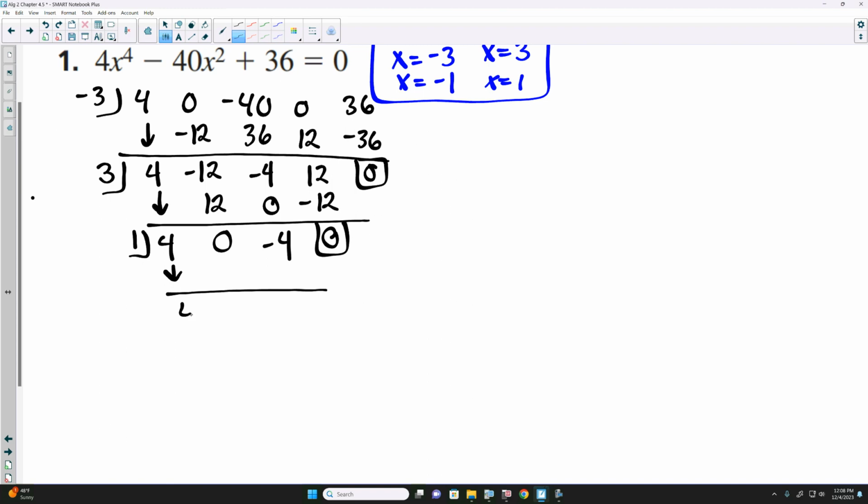We'll do the same thing with 1. 1 times 4 is 4. 0 plus 4 is 4. 1 times 4 is 4. And negative 4 plus 4 is 0.